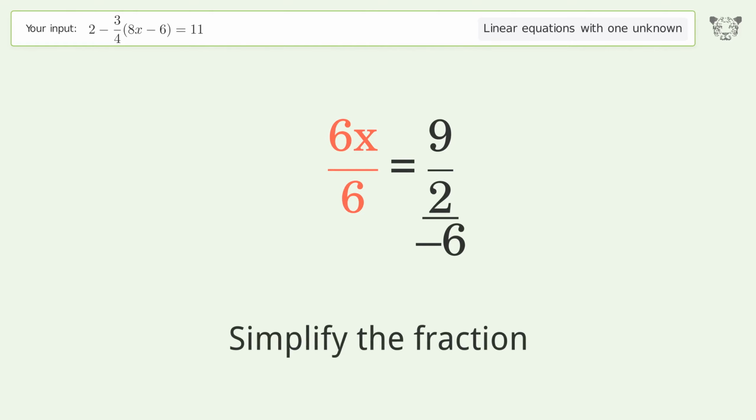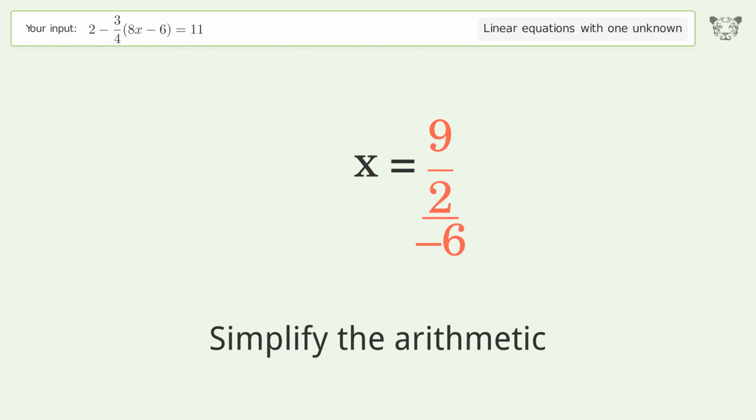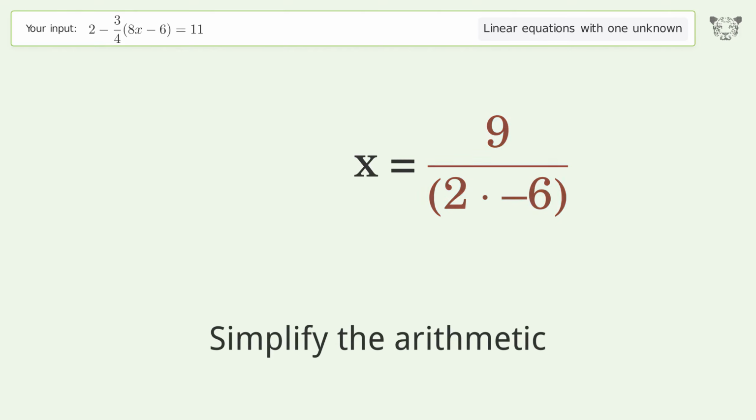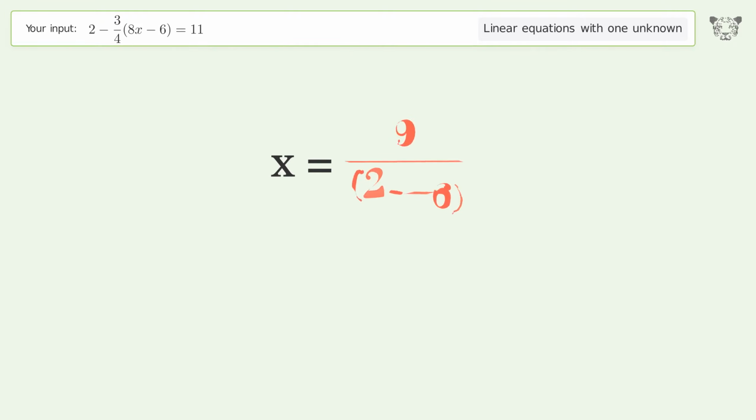Simplify the fraction. Simplify the arithmetic. And so the final result is x equals -3/4.